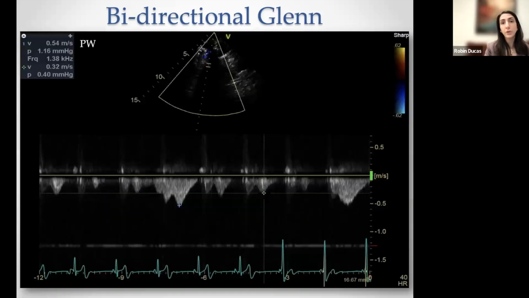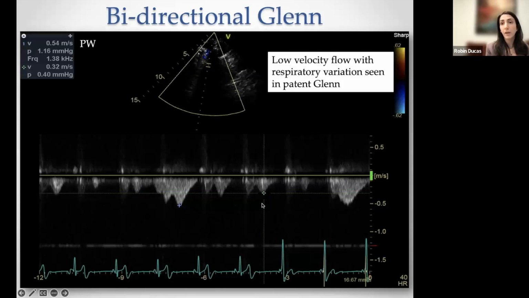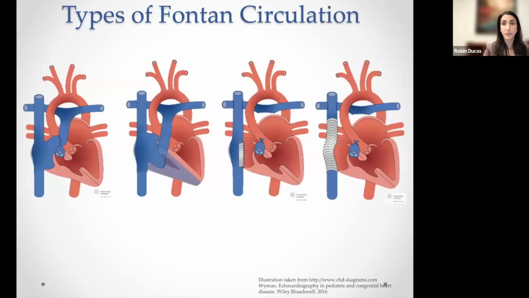So when doing a pulse wave of the Glenn shunt, what we like to see is low velocity respiratory phasic flow. That means that there is an unobstructed venous connection from the SVC to the RPA. So this low velocity flow with respiratory phasic changes is very helpful because it shows us essentially that the connection is patent and unobstructed.